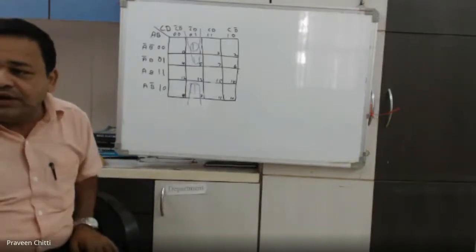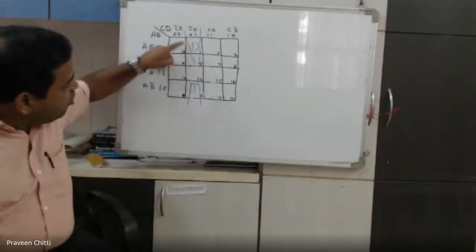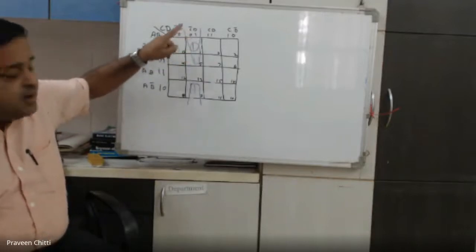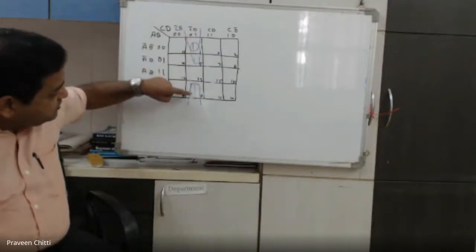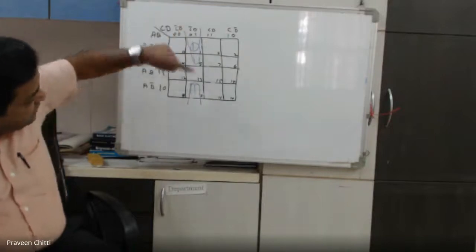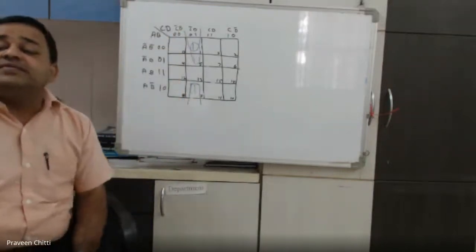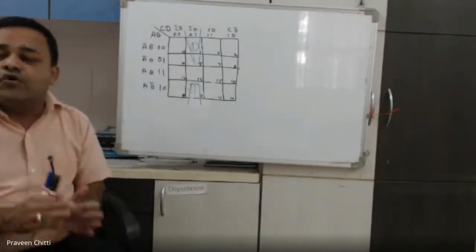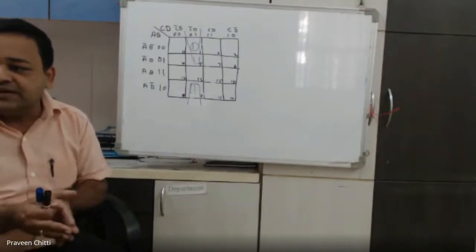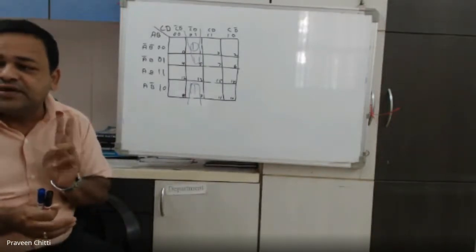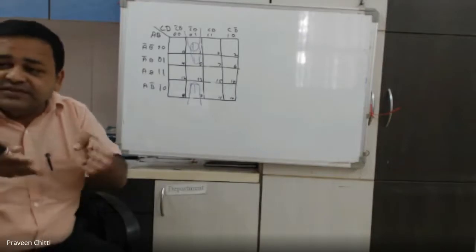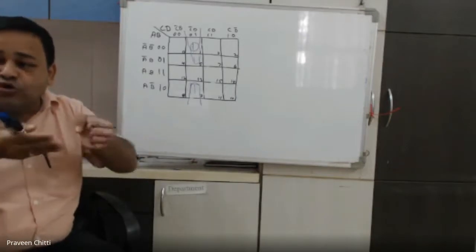So what do you mean by overlapping? This one is already covered in this group. But when we are forming another group, we are using this one once again in the second group. That process is called overlapping. I hope it is clear. I have explained 2 important concepts here. One is called overlapping, another is called folding or rolling.